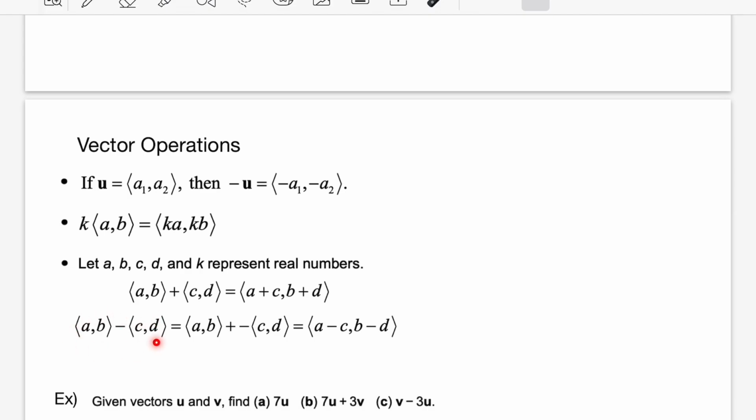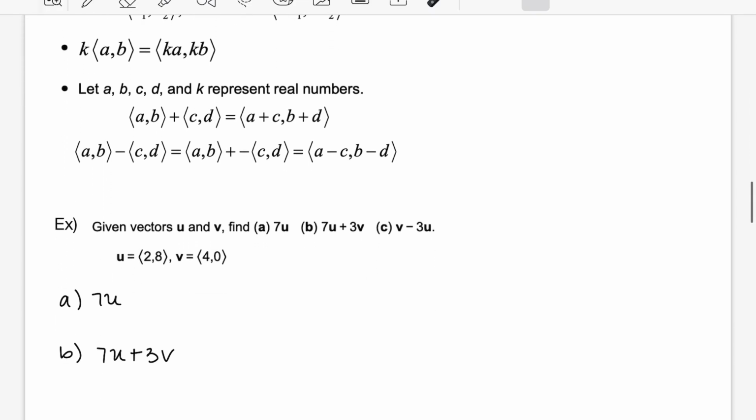Similarly, for subtracting two vectors here, what we're going to do in this case is subtract our horizontal components and our vertical components. So this resulting vector here is going to be the difference of our horizontal and our vertical components separately. So let's look at an example of this. In this case, we're given these two vectors, u and v, and we want to find these guys here.